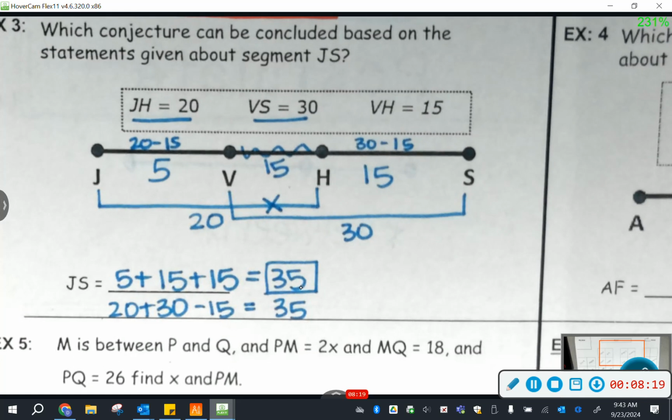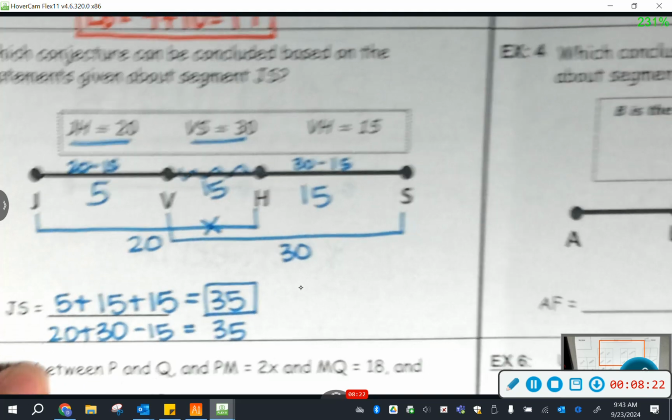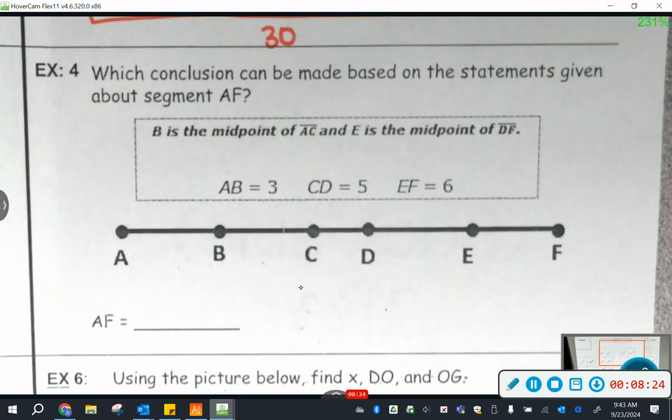All right. Can I change this? You didn't have to write both, but you could. Whichever way works best for you, that's what I want you to do. Number 4, which conclusion could be made based on the statements given?